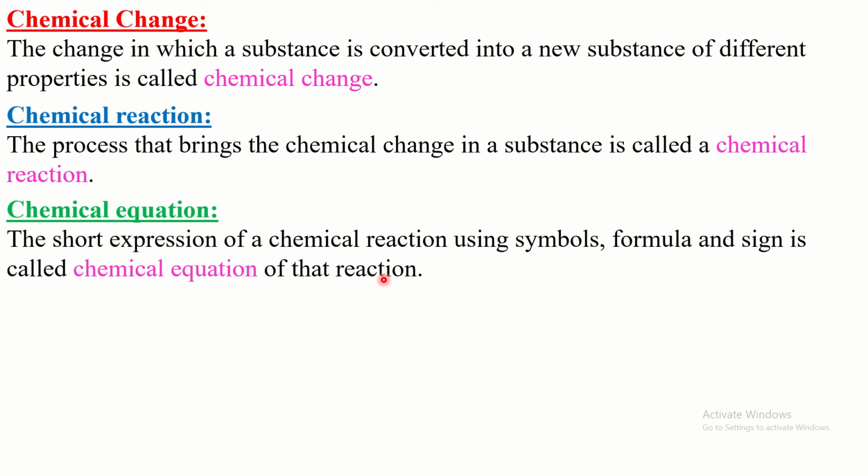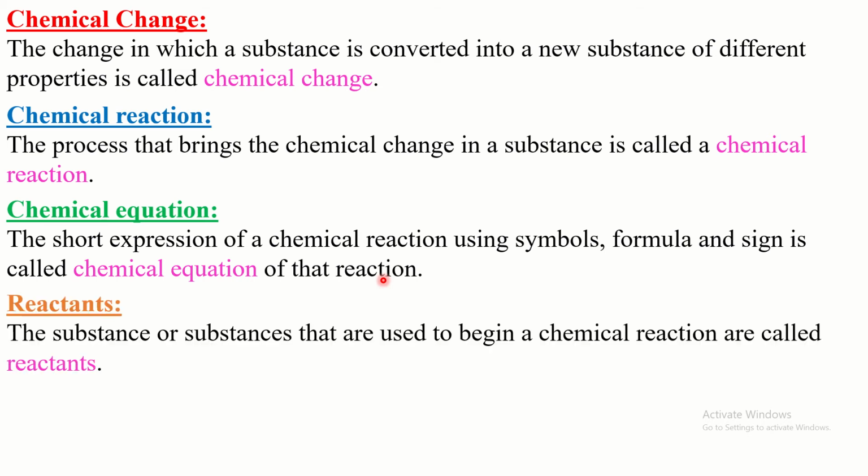Now, in a chemical equation, you know that there is a sign, arrow sign or equal sign, and on the left side there are some substances and on the right side there are some substances. The substances, elements or compounds that remain on the left side are called reactants, and the substances that remain on the right side are called products.